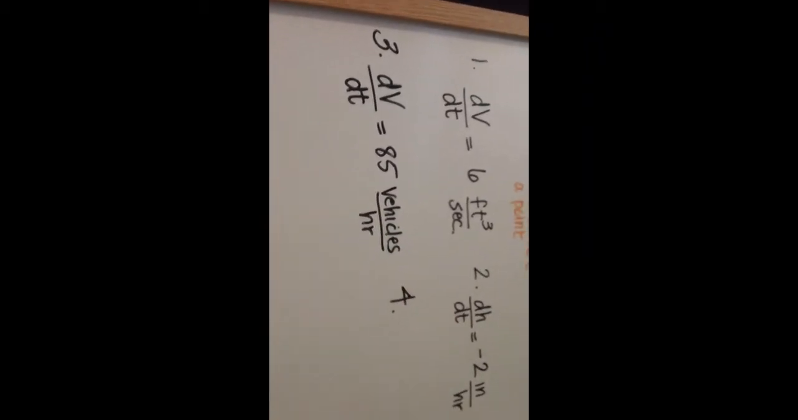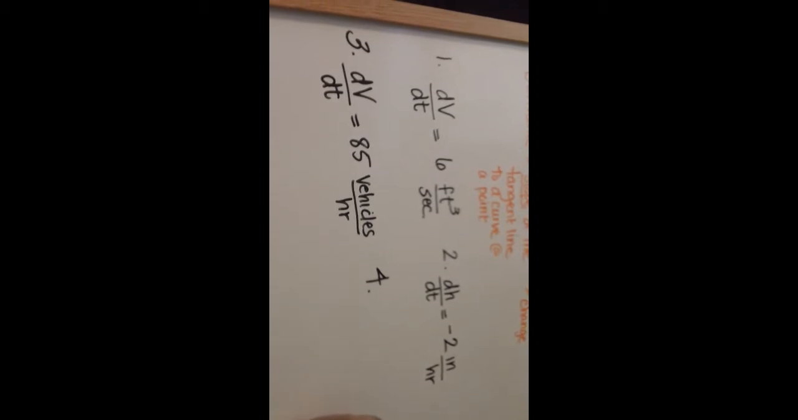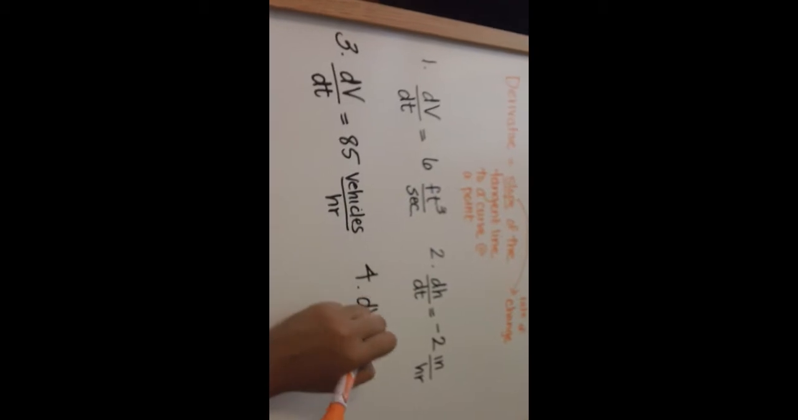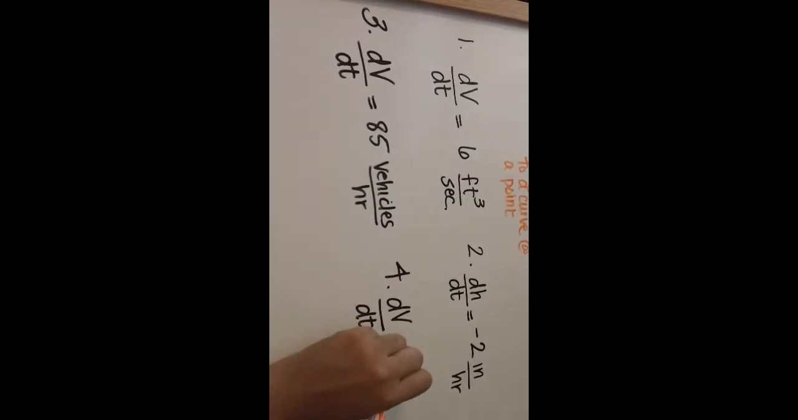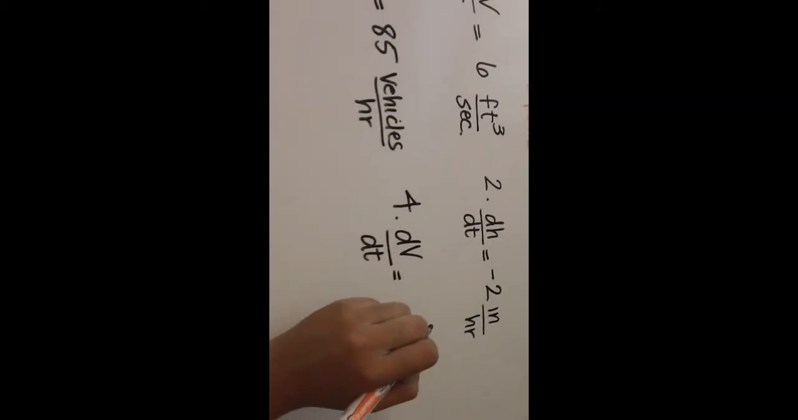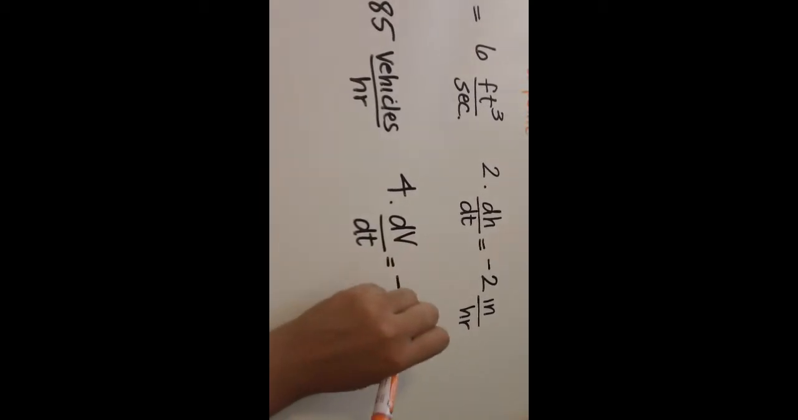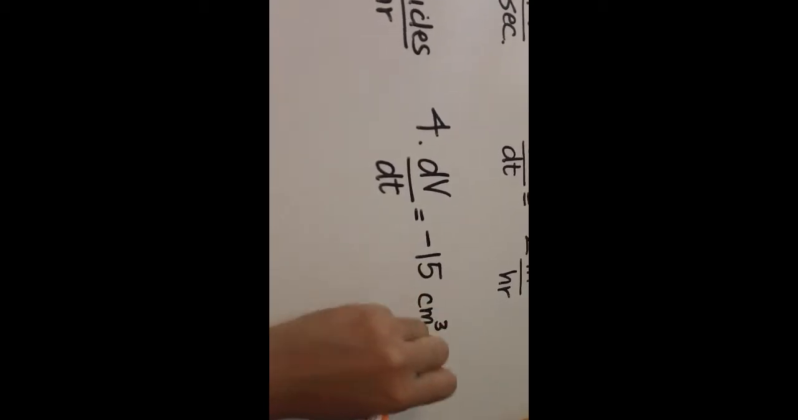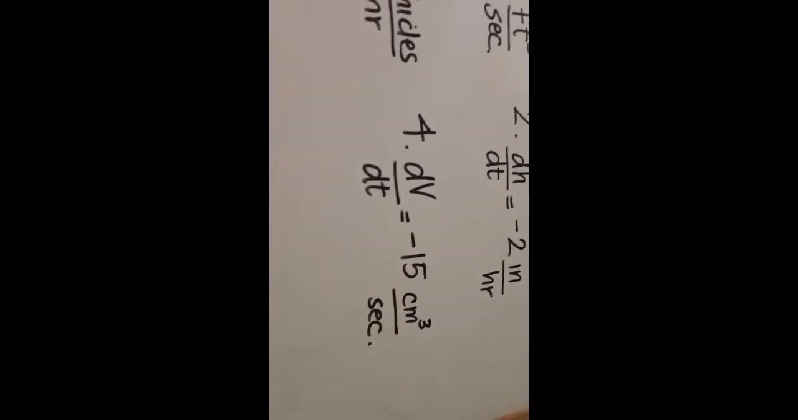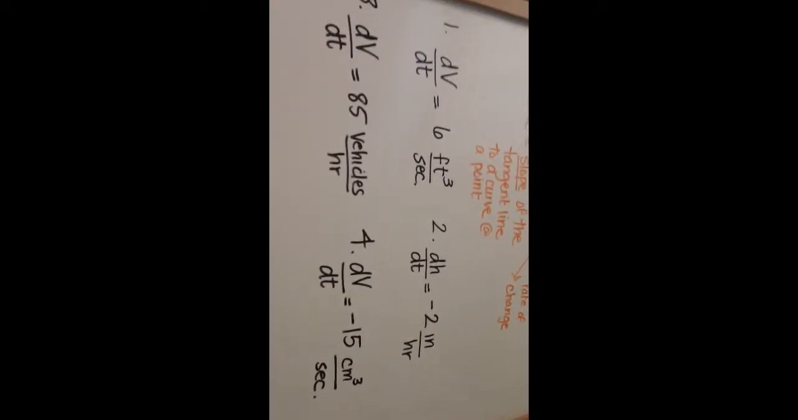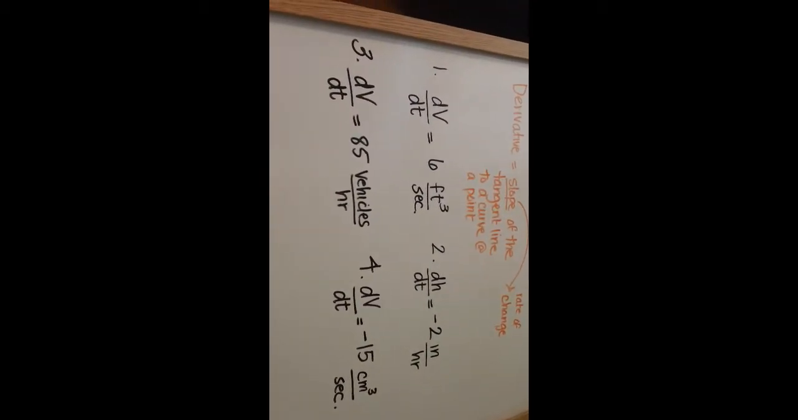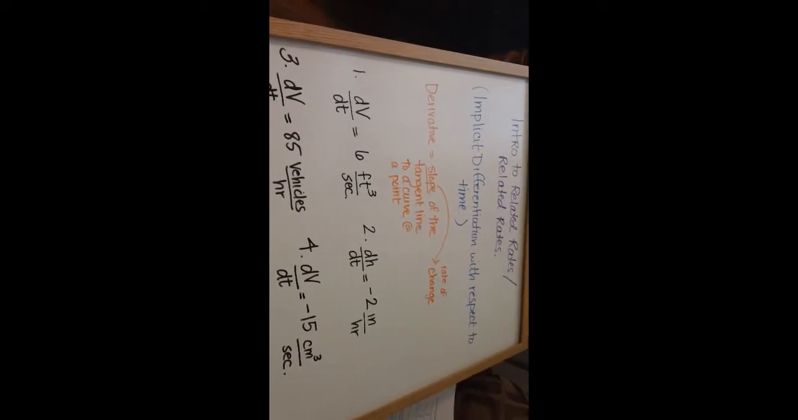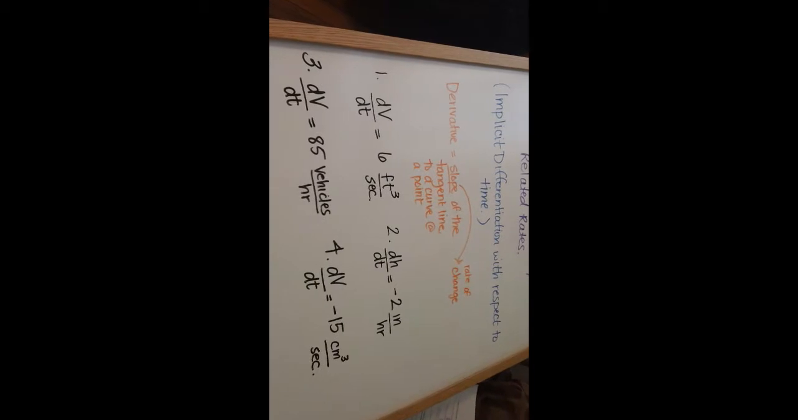The fourth one. Air is escaping from a spherical balloon at a rate of 15 cubic centimeters per second. So the rate of change of the volume with respect to time is, since it's escaping, it's got to be negative. So negative 15 cubic centimeters per second. And that's it for questions 1 through 4. Now, 5 through 14 is telling you take the derivative with respect to time. Remember to consider which variables change with respect to time before you take the derivative.